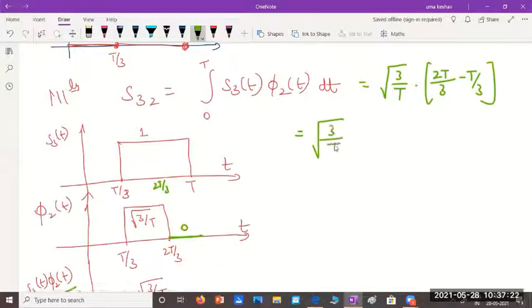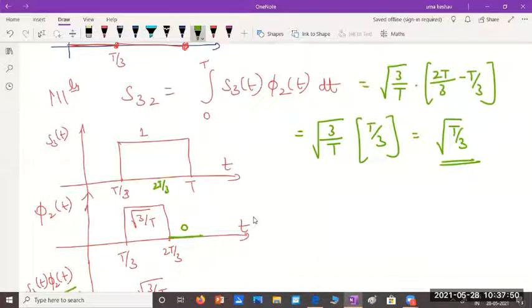This is root 3 by t into t by 3, correct? So root 3 and root 3 cancel, root t and root t. Will I get it as root t by 3? Correct? Yes or no? Please respond. Are you people following? Please ask if you have any doubts. So S32 is found as root t by 3.